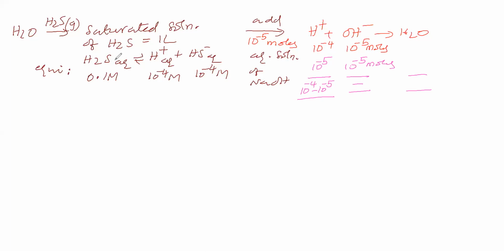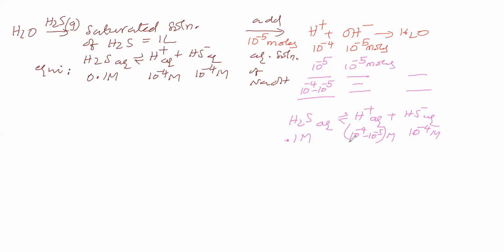So we will take this equation in order to check whether the system is in equilibrium or not. This H2S I will write from here, that is 0.1. This HS minus I will write from here, that is 10 power minus 4. H plus I will write as 10 to the power of minus 4 minus 10 to the power of minus 5. Since it is 1 liter, we can write molar.